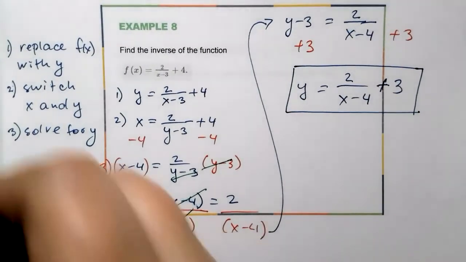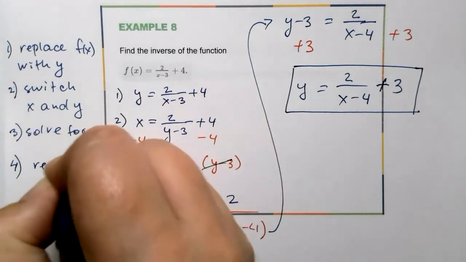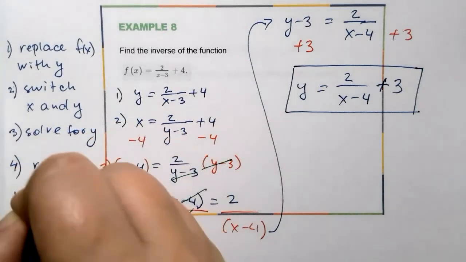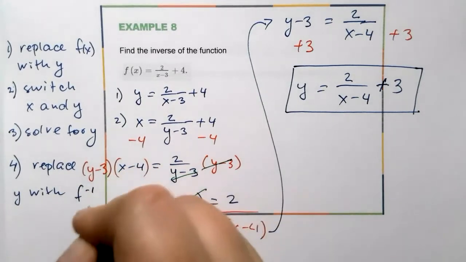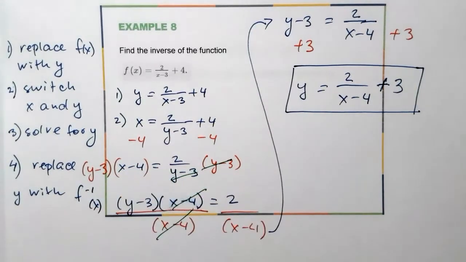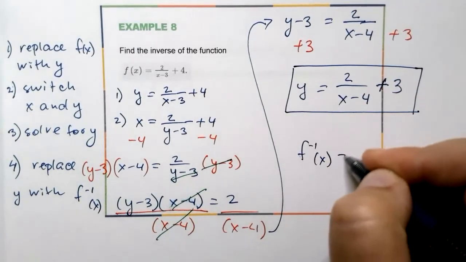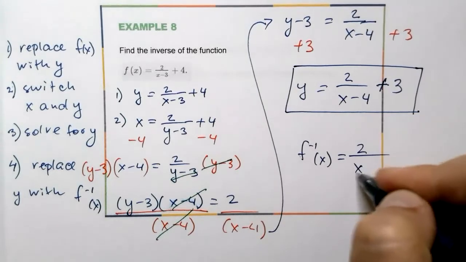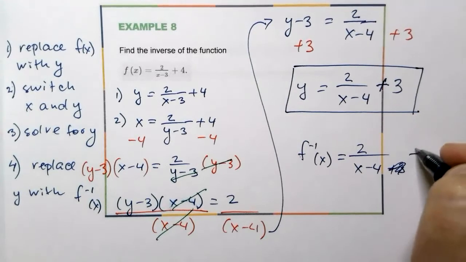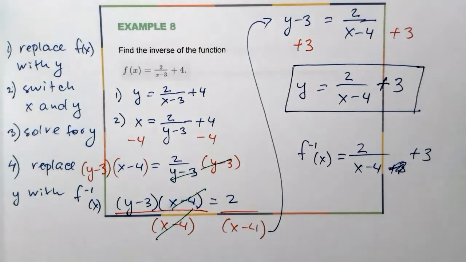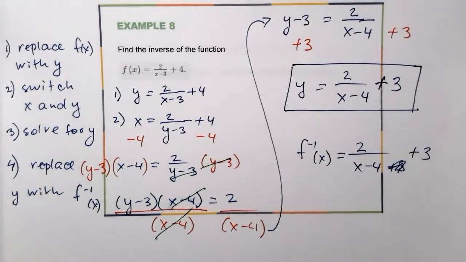Actually, I forgot one last step. That's to replace y with our symbol for the inverse. So we're going to have the inverse of x equals 2 over x minus 4. Oops, the 3 goes, it's not in the denominator. Okay, so we're done here.